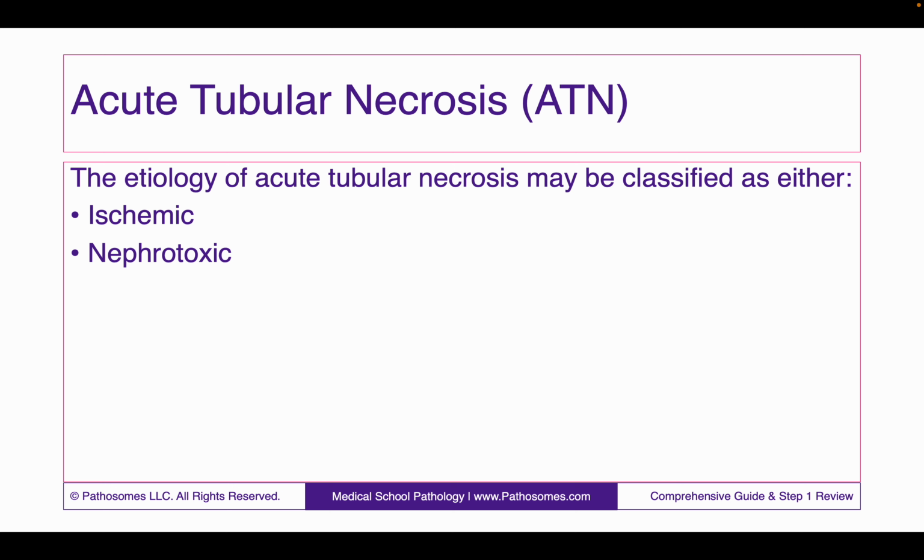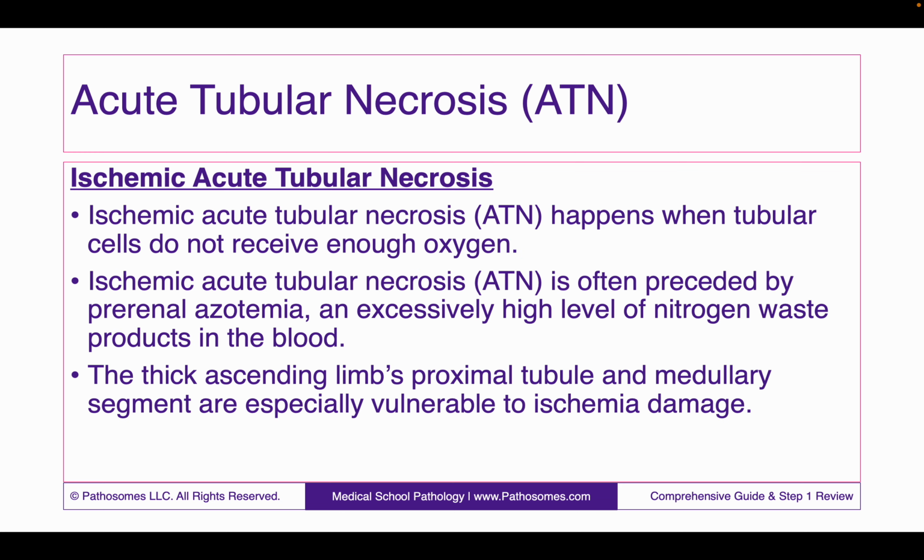The etiology of acute tubular necrosis may be classified as either ischemic or nephrotoxic, lacking oxygen, or due to chemical compounds, right? Ischemic or nephrotoxic. With ischemic acute tubular necrosis, this happens when the tubular cells do not receive enough oxygen.